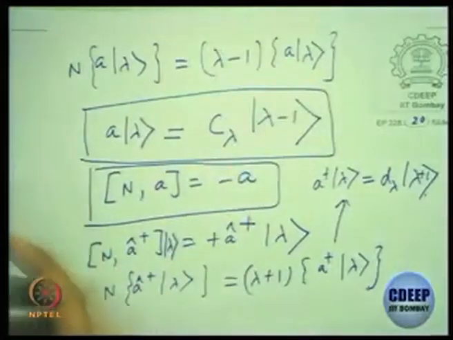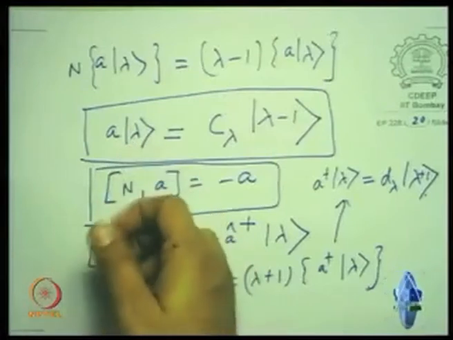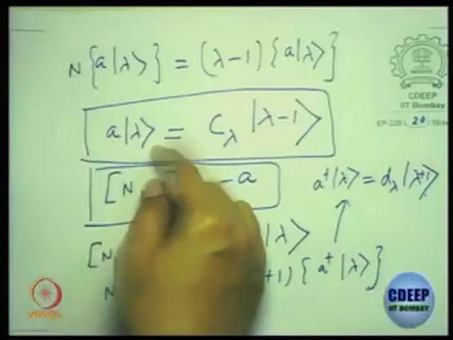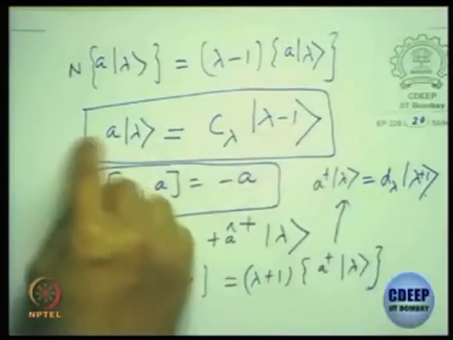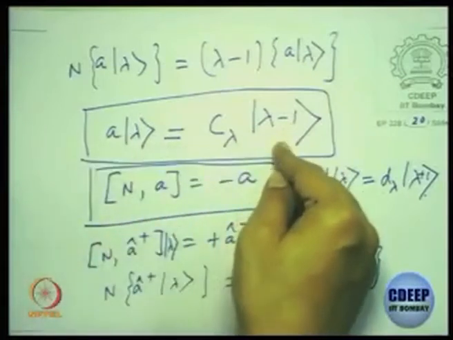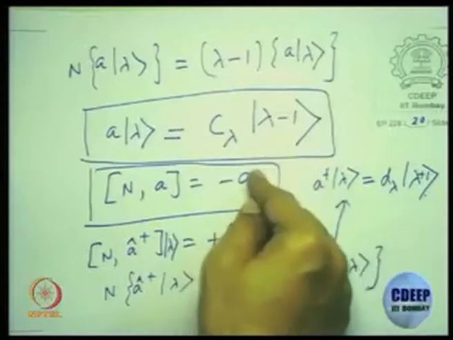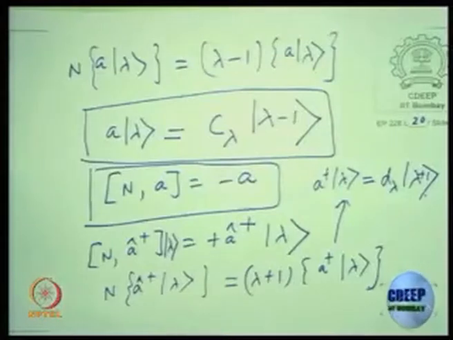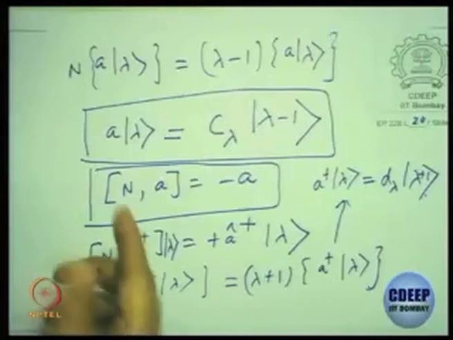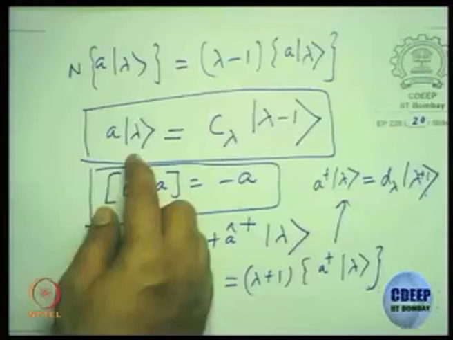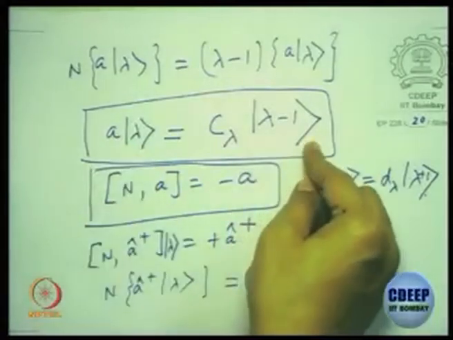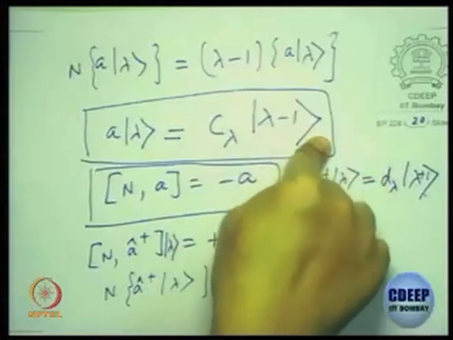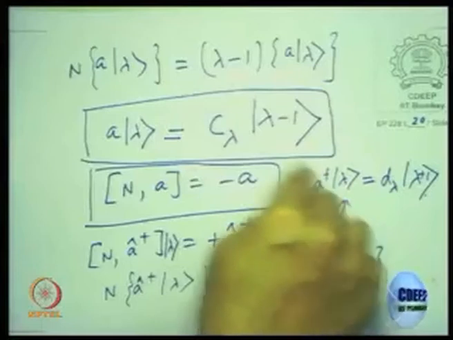What is the possibility? Suppose lambda was 1.5 or something. If I do first A, it goes to 0.5. If I do another A, it will go to minus 0.5. But minus 0.5 is not allowed because the expectation value of the number operator has to be greater than or equal to 0. So lambda has to be necessarily an integer. Suppose lambda was 5, I can go to 4, I can go to 3, I can at most reach 0. After I reach 0, I would claim that these coefficients are 0.